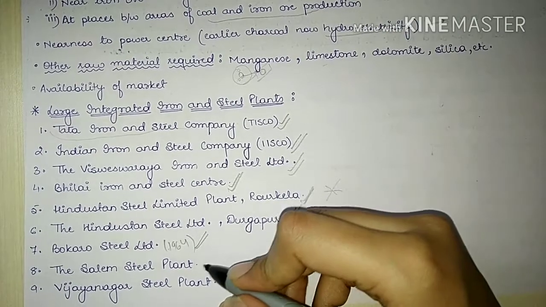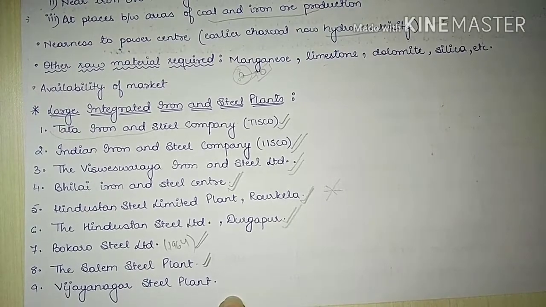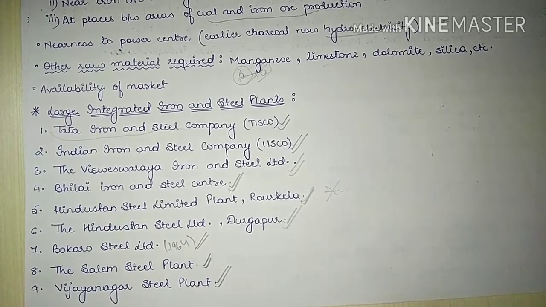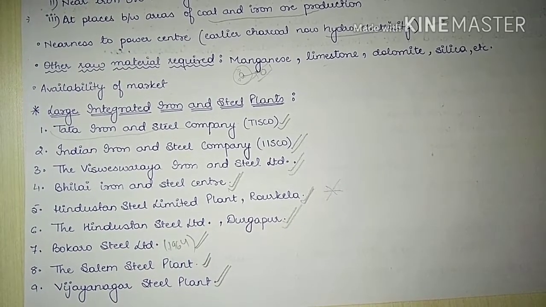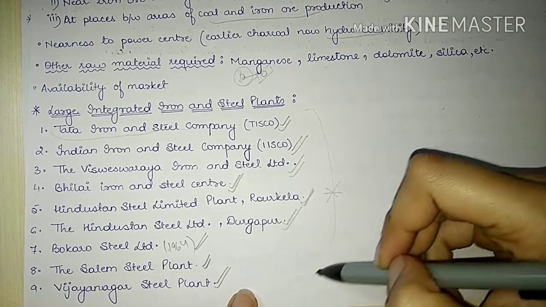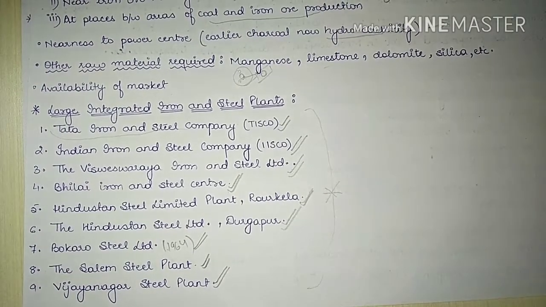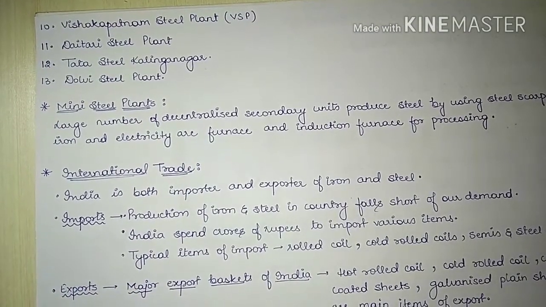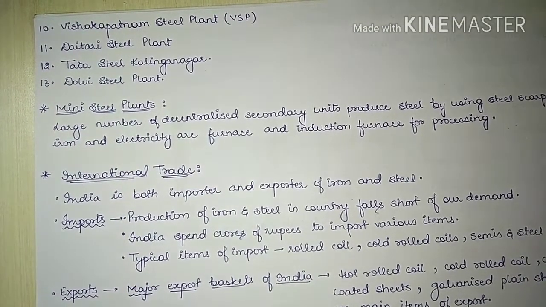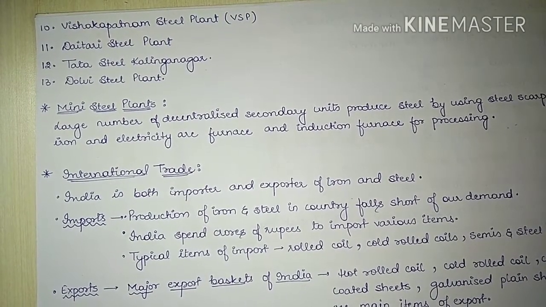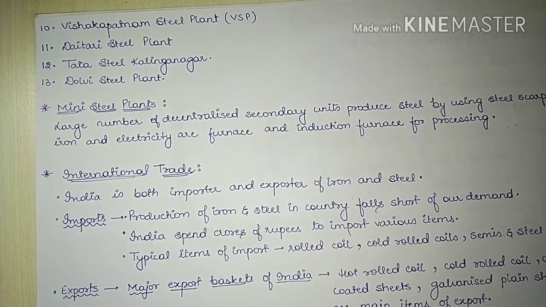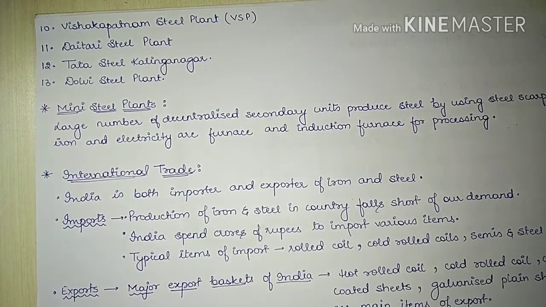So this is why these areas have great geographical advantages for establishing their industries. Then apart from these, we have Vishakhapatnam Steel Plant. Vishakhapatnam Steel Plant has a unique location on the seaport, and it is the first seashore based steel plant in the country.